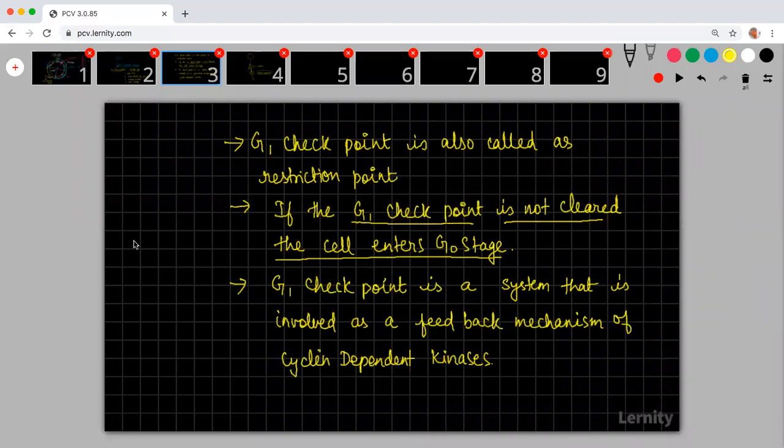How will the DNA get damaged? DNA can get damaged because of physiological factors or chemical properties. You are exposed to things, say X-ray, gamma ray, alpha ray. Those kind of rays will cause damage to your DNA.